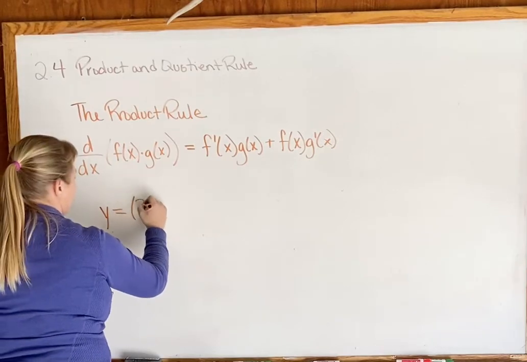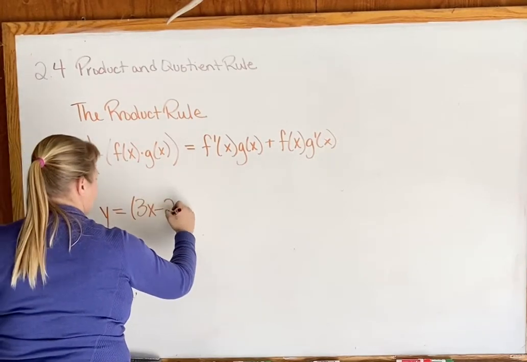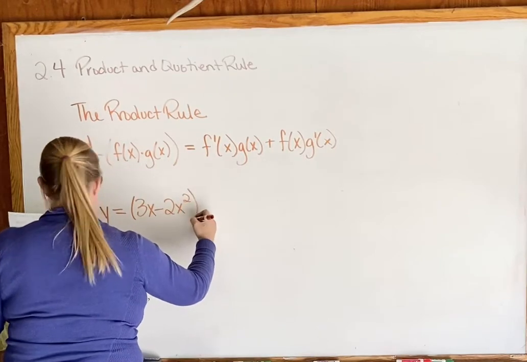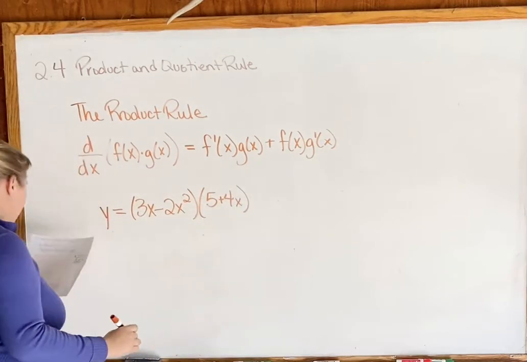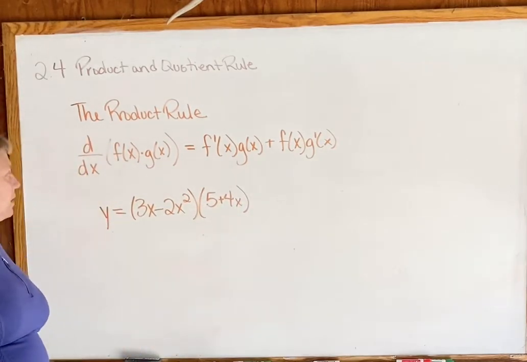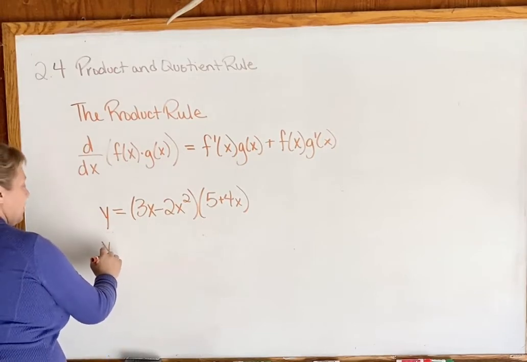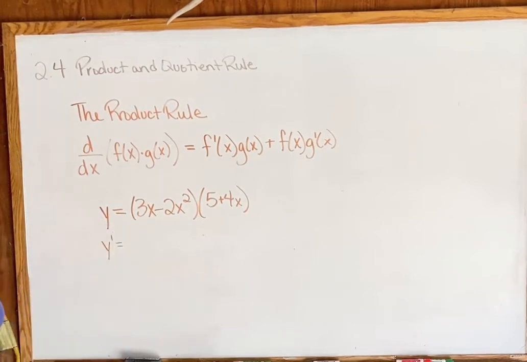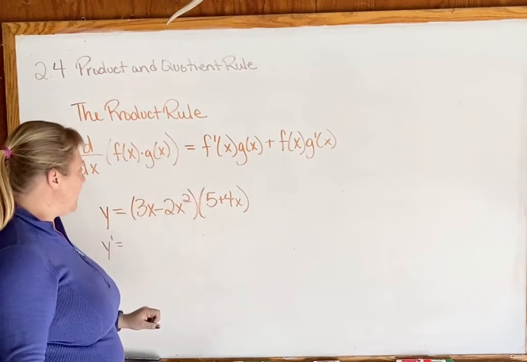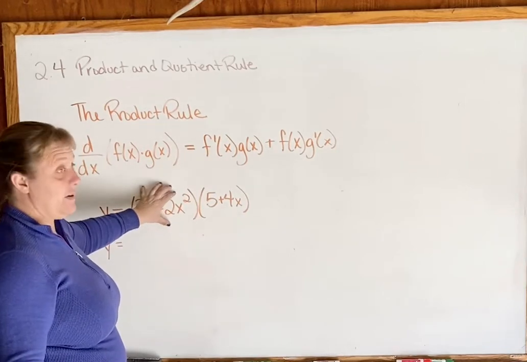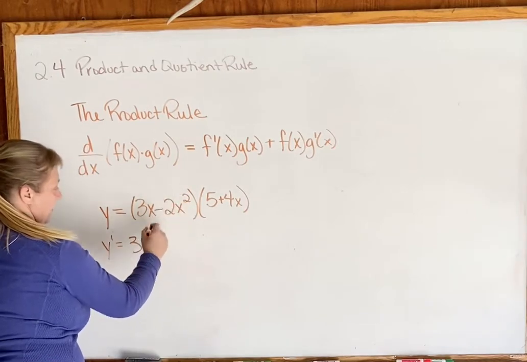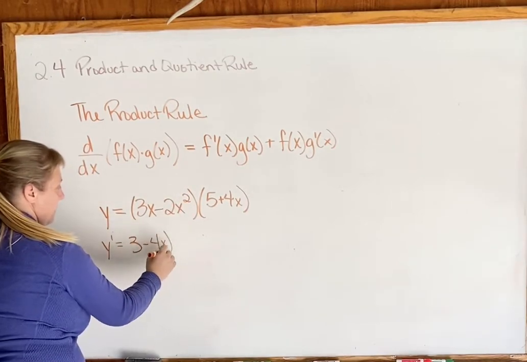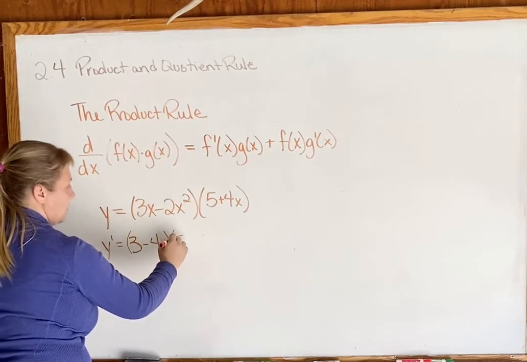Let's say that we had y equals 3x minus 2x squared times 5 plus 4x. If we want to use the product rule here to find the derivative, using what we've got up here, we've got two pieces multiplied together. This says that we should take the derivative of this guy, so we get 3 minus, bring down that 2, 4x. Leave the second guy alone.